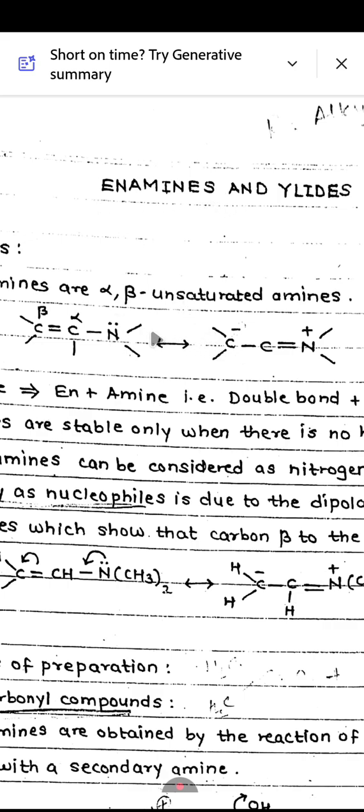Now this bond means there is a possibility of a resonating structure. So due to the resonating structure, you can see the nitrogen carries a positive charge, and this nitrogen carbon single bond becomes a double bond, and this beta carbon carries a negative charge. So here you can see a nitrogen with positive charge and a beta carbon with negative charge. So this is the structure of the enamine and this one is the resonating structure of the enamine.